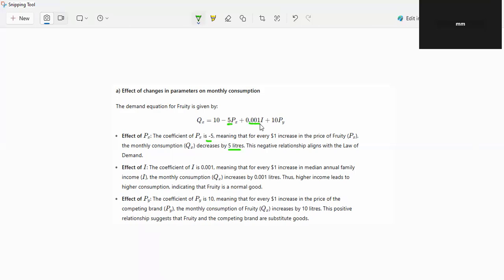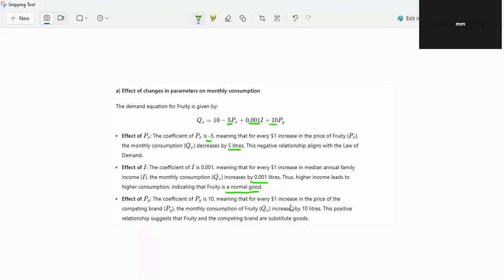Then here, this 0.01, what does it mean? It means for every 1 kwacha increase in our income as a family, it will also increase consumption of fruity by 0.01 liters. So the higher the income, the more the consumption. This is in tandem with what happens with a normal good. All normal goods, you buy more of them as income goes up, right? But if you're buying less of that thing, just know that that is an inferior good.